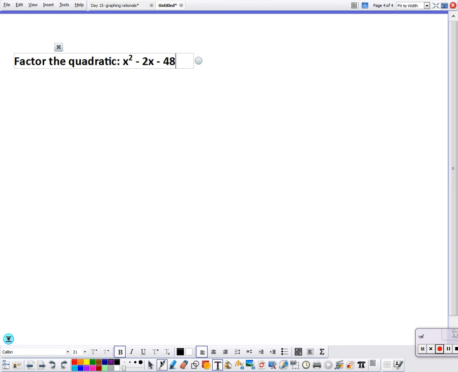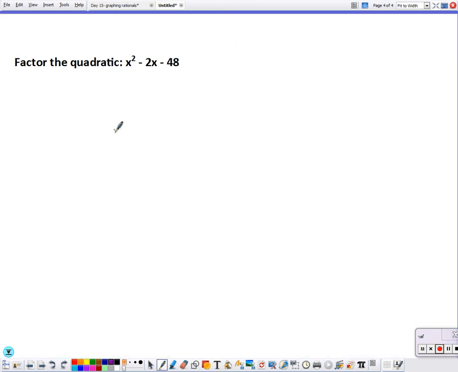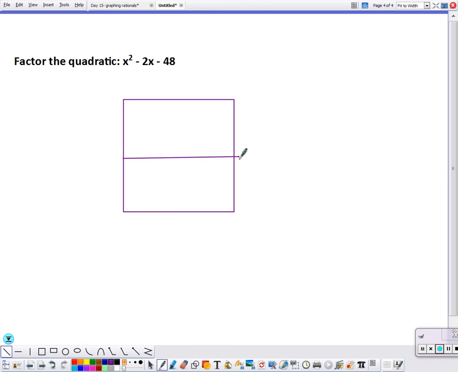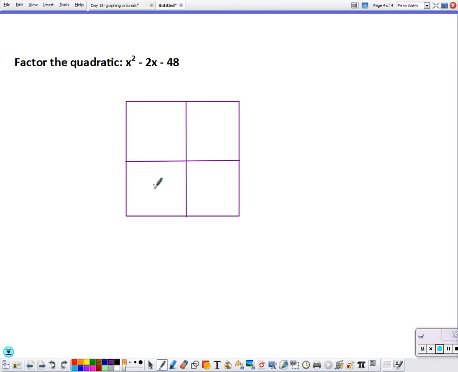So we're going to start the same way that we did the last one. We just have to be a little careful because now we've got some signs to worry about. I'm going to start with my box. And I'm going to start by putting x squared in the bottom left again, because that's the first term. The only choices to multiply to x squared are x and x. Then I've got negative 48 in the top right box.